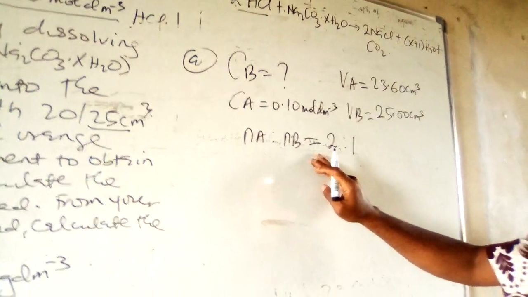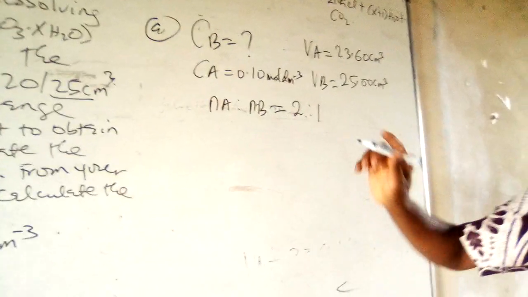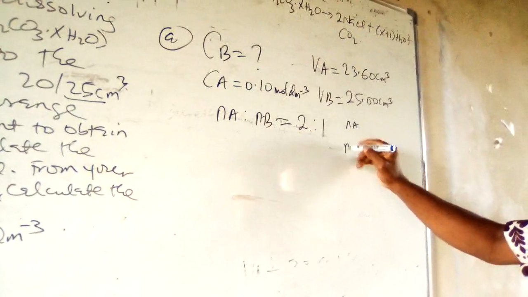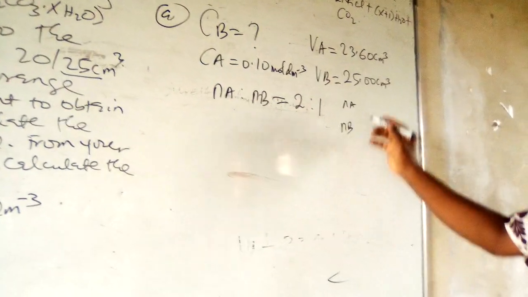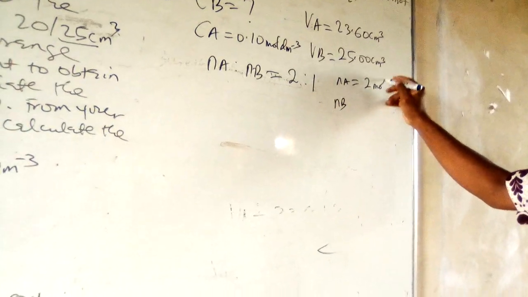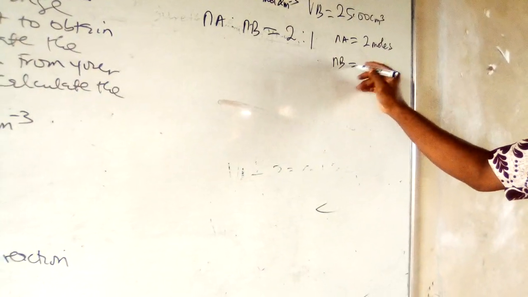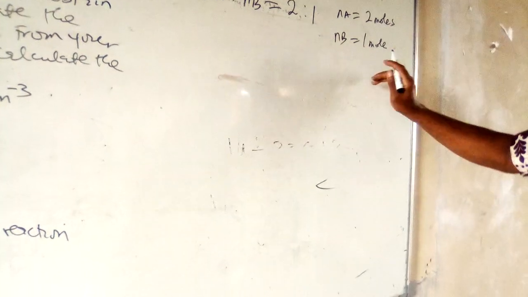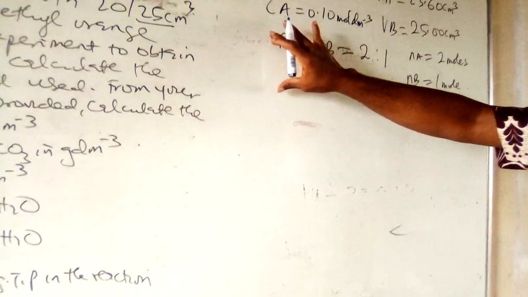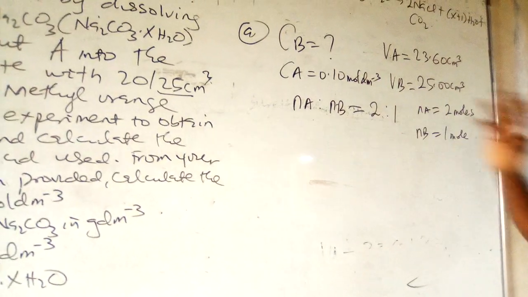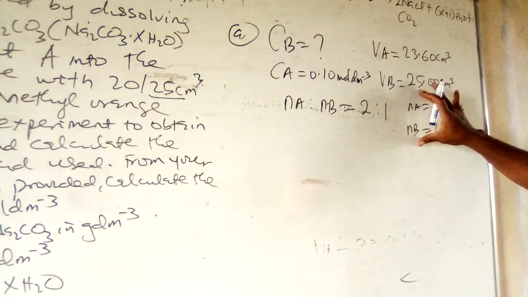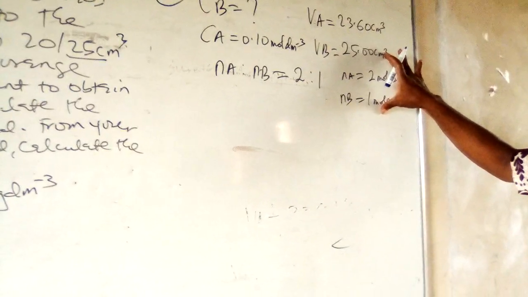But if you separate them, you want to write NA and NB differently. That means you must now write two moles. Unit will be there. One mole. But if you want to put them in form of ratio, then remove the units. But if you separate them, you must put the unit. If not, you will not score here.